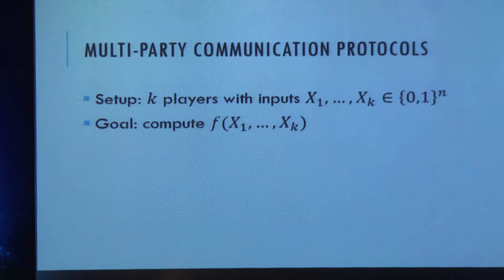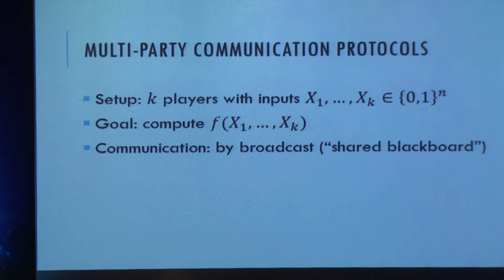How do they talk to each other? So we're going to assume that they talk by broadcast. And we call this, for historical reasons, shared blackboard. So think of it as when I want to say something, I write it on a board that everybody can see for free. And then the next guy can go and he writes something on the board, and so on and so forth. So this is the shared blackboard model of multi-party communication.